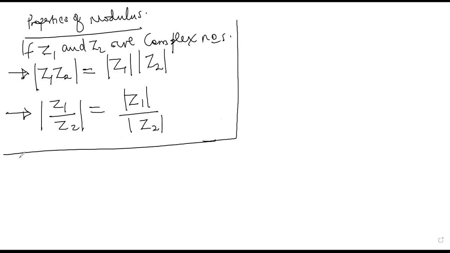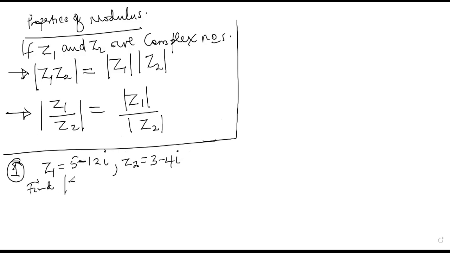For example, example one. Z1 is equal to 5 minus 12i. Z2 is equal to 3 minus 4i. Find the magnitude of Z1 Z2, and the magnitude of Z1 out of Z2. Now, for this case, you can attempt this question using the alternatives that I'm going to outline for you here.